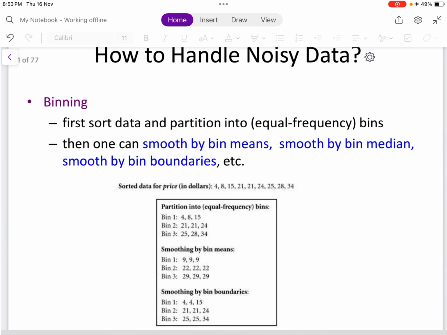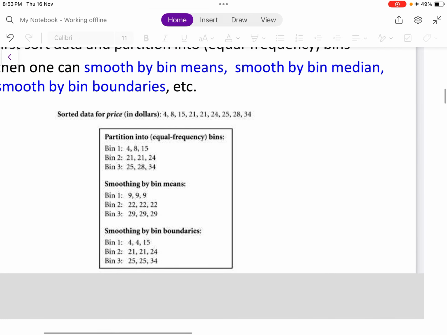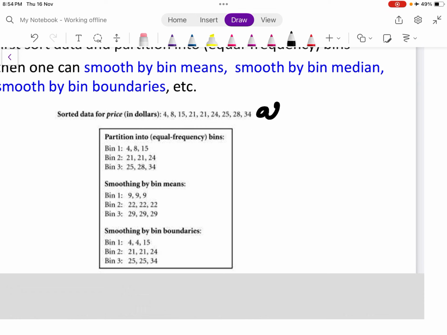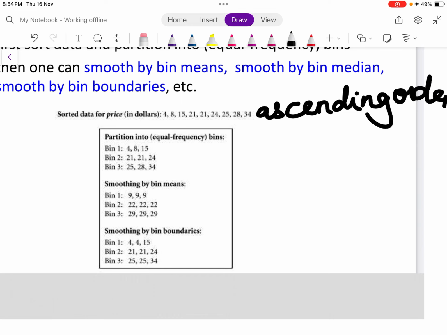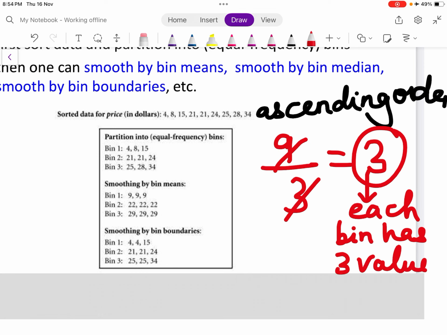Then one can smooth by bin mean, smooth by bin median, smooth by bin boundary, etc. So how do you do the smoothing? You have been given the data, first sort it in ascending order. Once we sort this data in ascending order, there are a total of 9 values and you have 3 bins. So 9 divided by 3 is 3. Each bin has 3 values.